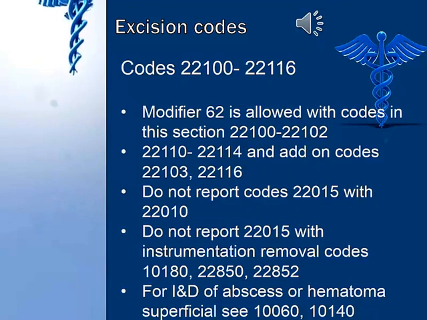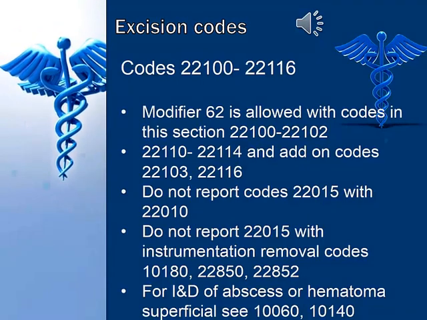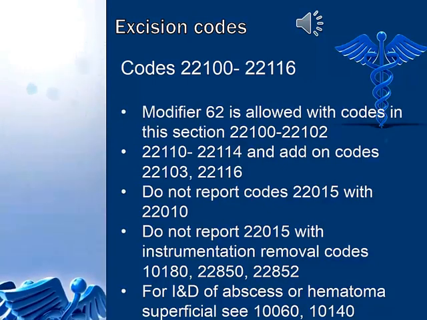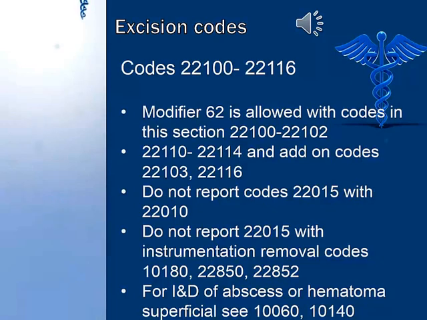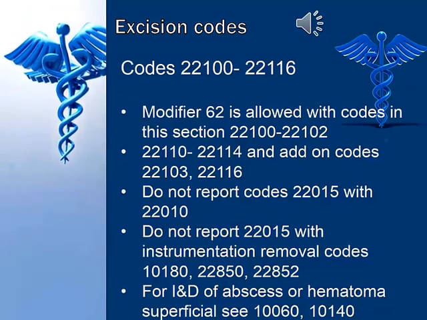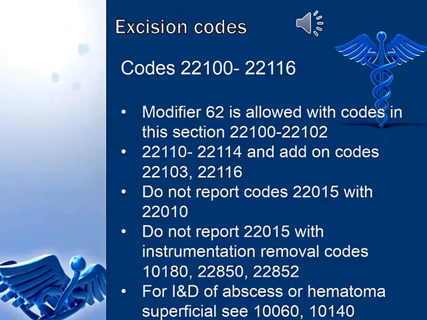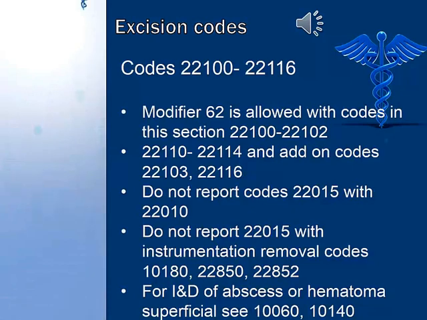Okay, now let's talk about excision codes. When coding for codes 22100 to 22116, modifier 62 is allowed with these codes: codes 22100 to 22102, 22110 to 22114, and add-on codes 22103 to 22116, as long as both surgeons continue to work together as primary surgeons and perform distinct parts of these procedures.